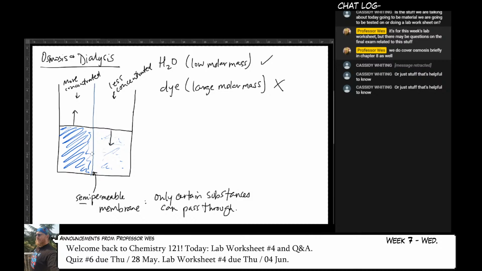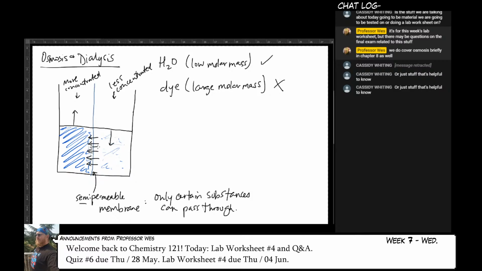So in order for both of these sides to have the same concentration, I've got to get water from the right side to go on the left side. So this volume goes up and it becomes more dilute on the left side. And on the right side, the water goes down and that side becomes more concentrated. Now, because water can pass through the semipermeable membrane, it moves through in this direction.